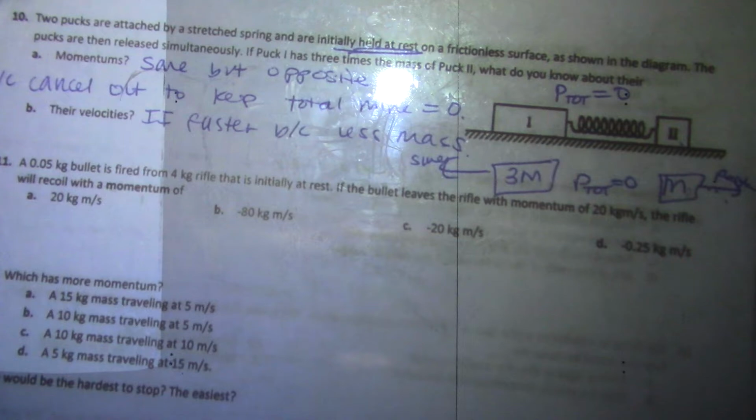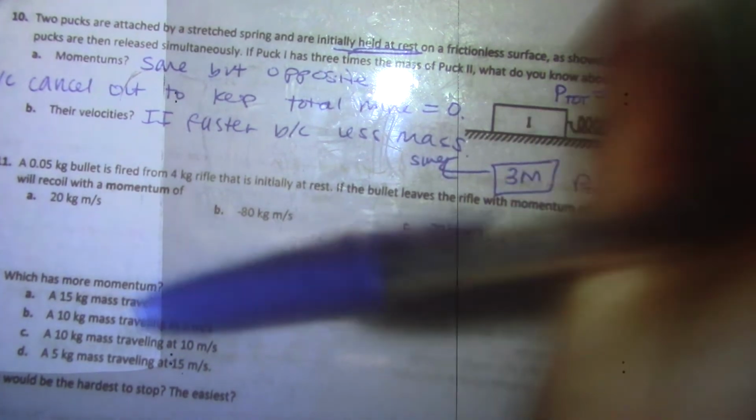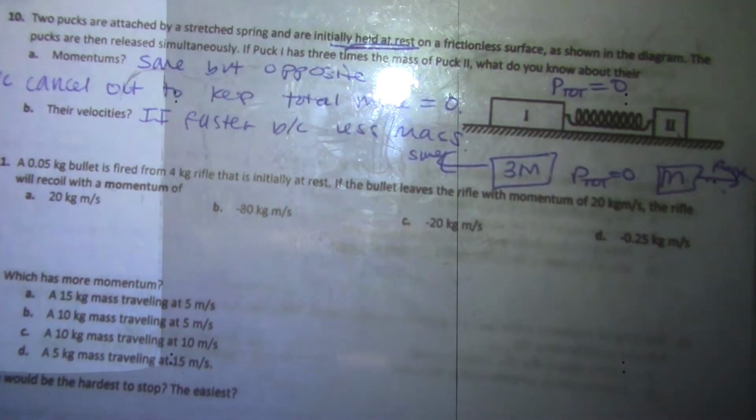So that will not always be the case. It is only the case here because I am starting both of them from rest, which is a total of 0, which means if you still have a total of 0, the two must cancel out to 0.